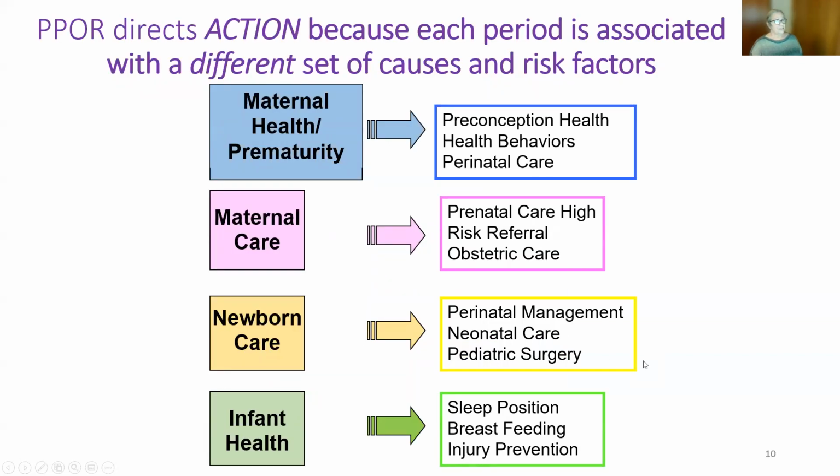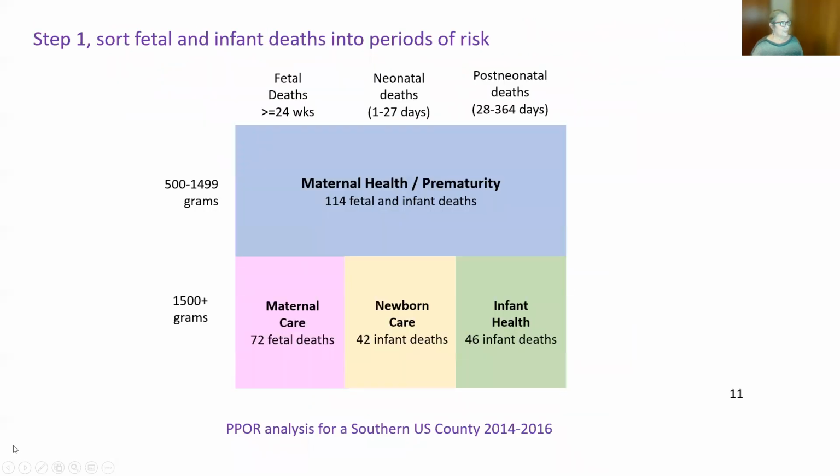PPOR directs action because the periods were defined based on having similar maternal risk factors and infant causes of death. So each period has those things in common, and that means they also have directions for solutions in common. It's not perfect, there is some overlap, but these periods do narrow down the focus of what you need to work on.